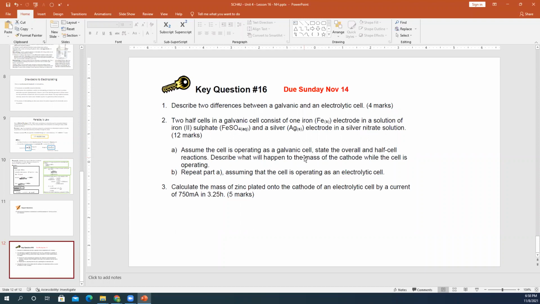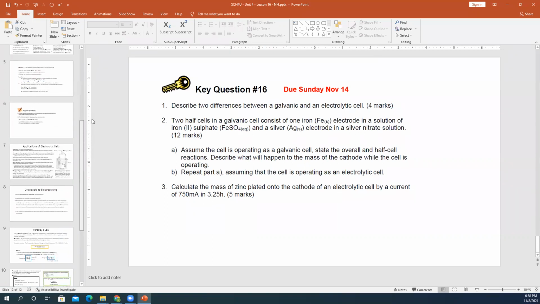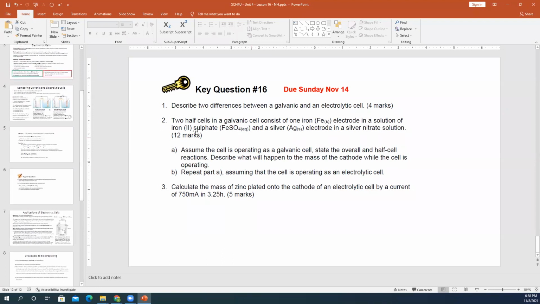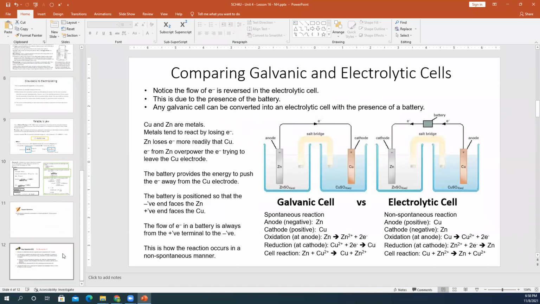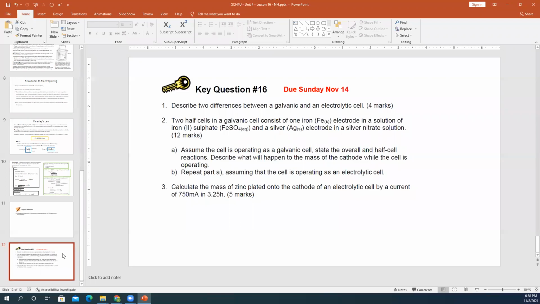And then in part B, repeat part A. So say all of that, but assuming that the cell is operating as an electrolytic cell. Again, you shouldn't have any problem answering these questions either, just by looking back at our notes and understanding that this setup is the same as this setup, except instead of zinc and copper, you have, what do you have? You have iron and silver.